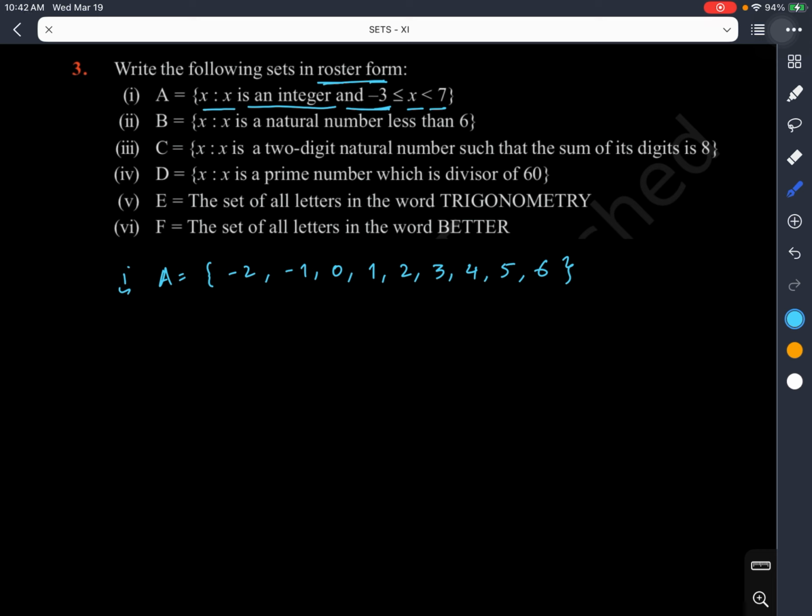So here you can observe that we have enlisted all the elements of the set and we have placed these elements in curly brackets, and each of these elements have been separated by a comma.